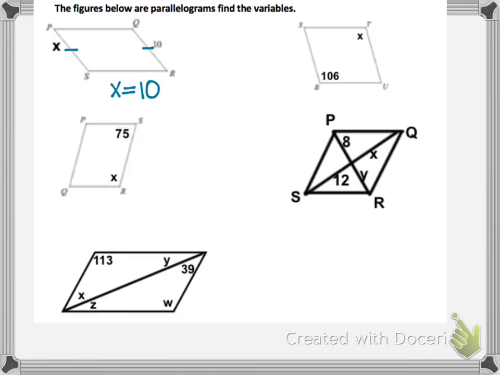Over here on this next one, we're looking at opposite angles. Opposite angles are congruent. So I set congruent things equal to each other. So x equals 106.